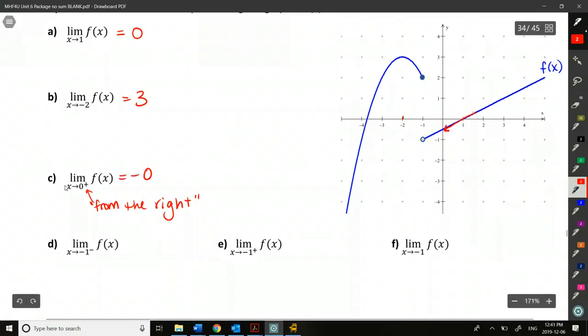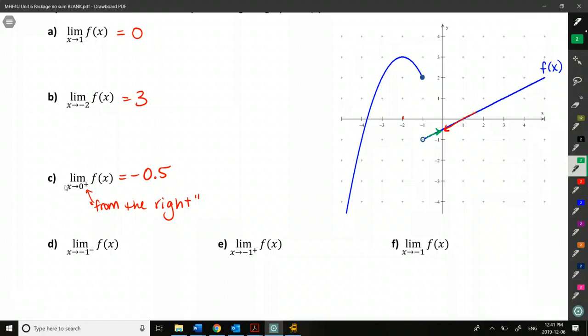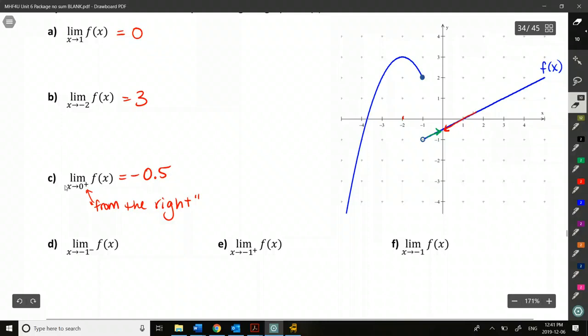Negative 0.5, right. Is that the same from the left? If I were to approach an x value of 0 from the left, am I also approaching negative 0.5? Yeah, for this case I am. But for some cases it's going to be different. I may not always be approaching the same value from the left that I am from the right. So just such a scenario is actually next.